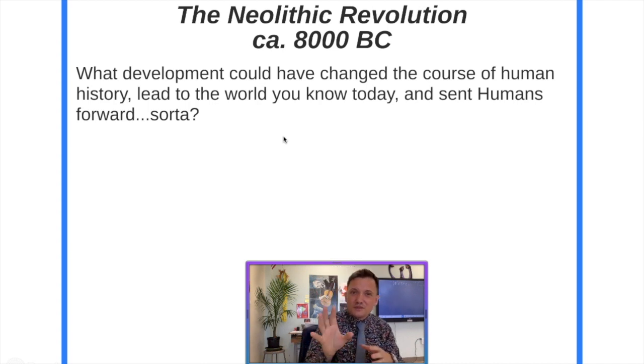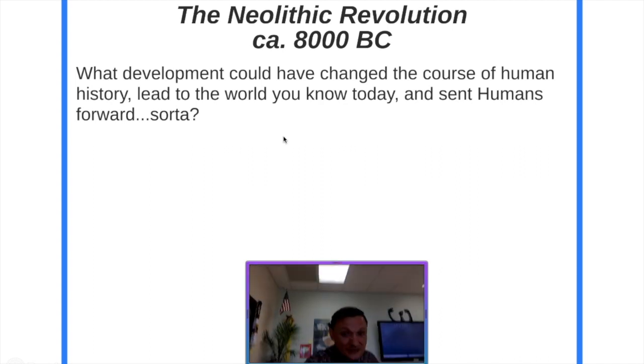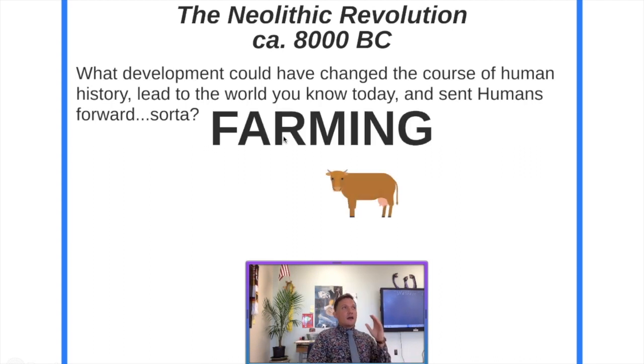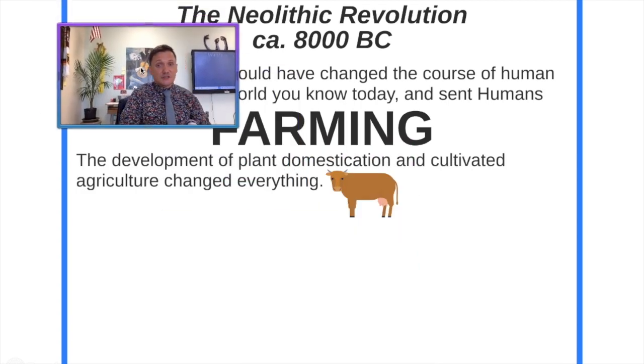So what development do you think could have changed the course of human history and led to the world that you know today? Led us to the ability to have school inside of a building, to build this building, to create this desk that I'm sitting the computer on. What could that have been? Well, it was farming, all right? Agriculture was the biggest development around 8,000 BC, giving human beings the ability to stay in one place, all right? So the development of plant and animal domestication are going to change everything, okay?